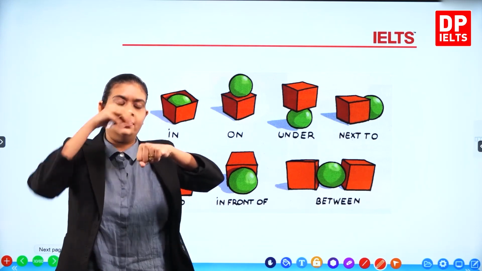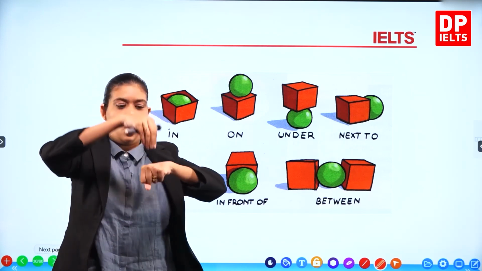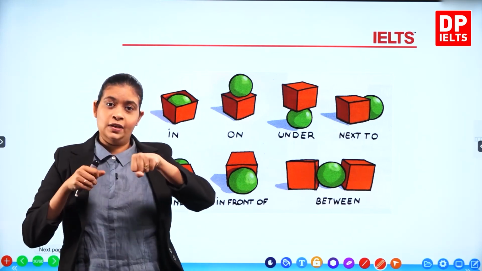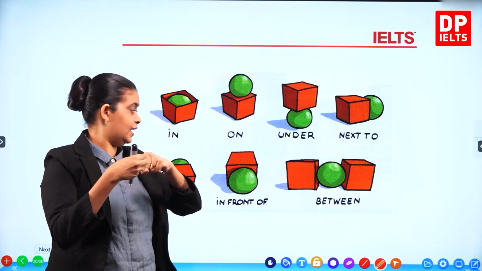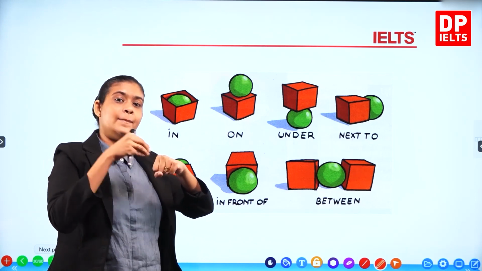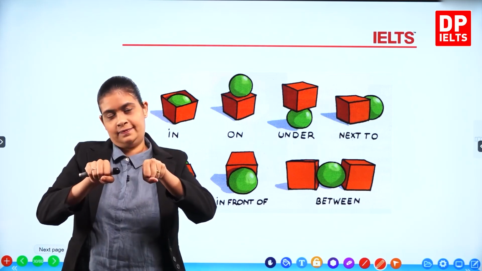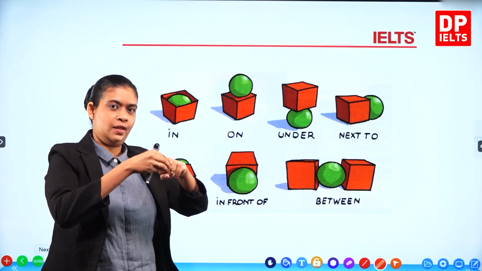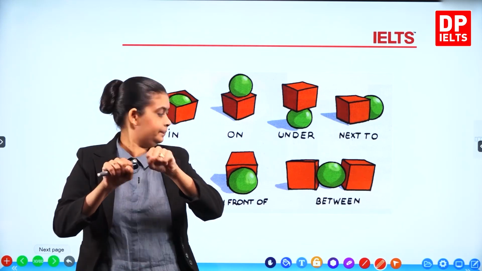In, on, under, over. Okay? In, on, under, over. You can say next to, right? Just next to. Next to, behind, in front of, between. Okay? So let's try that bit again. Next to, behind, in front of, between.